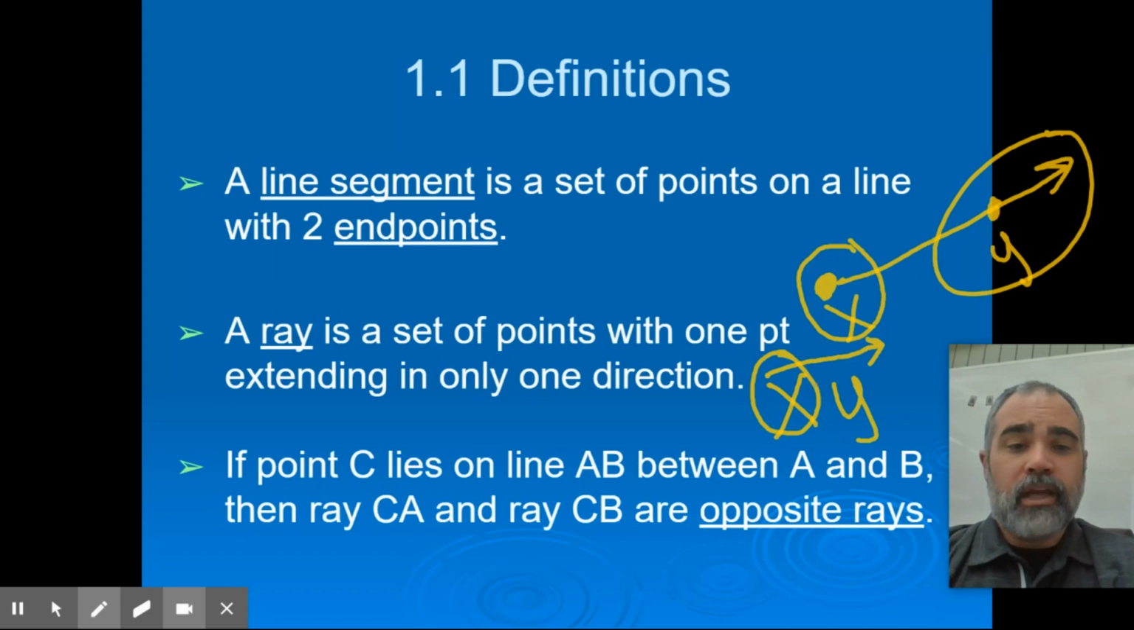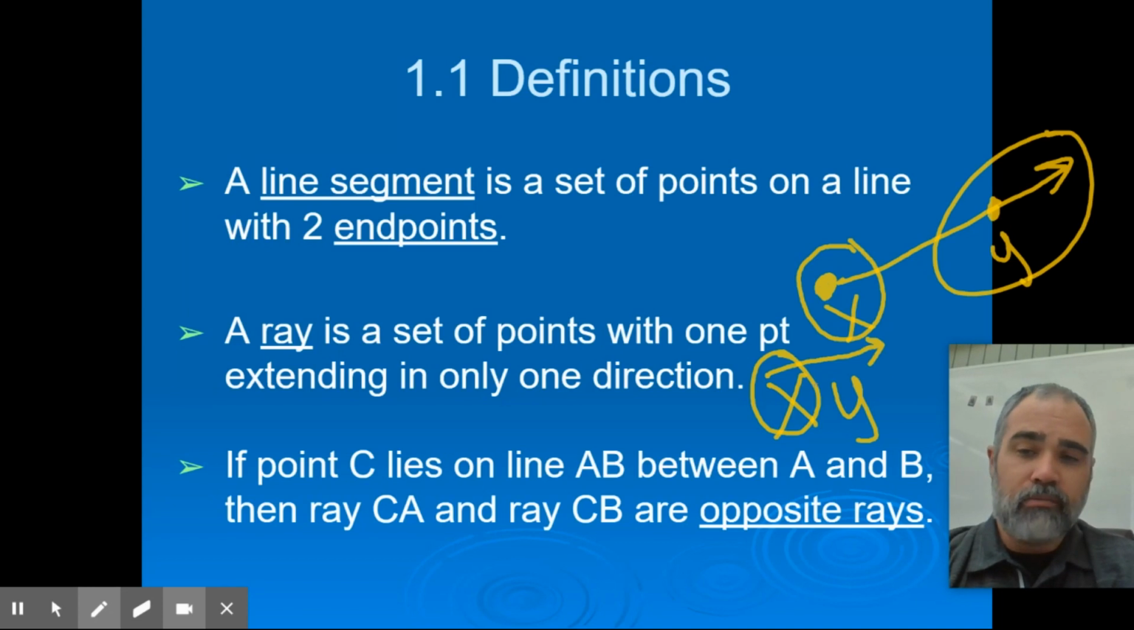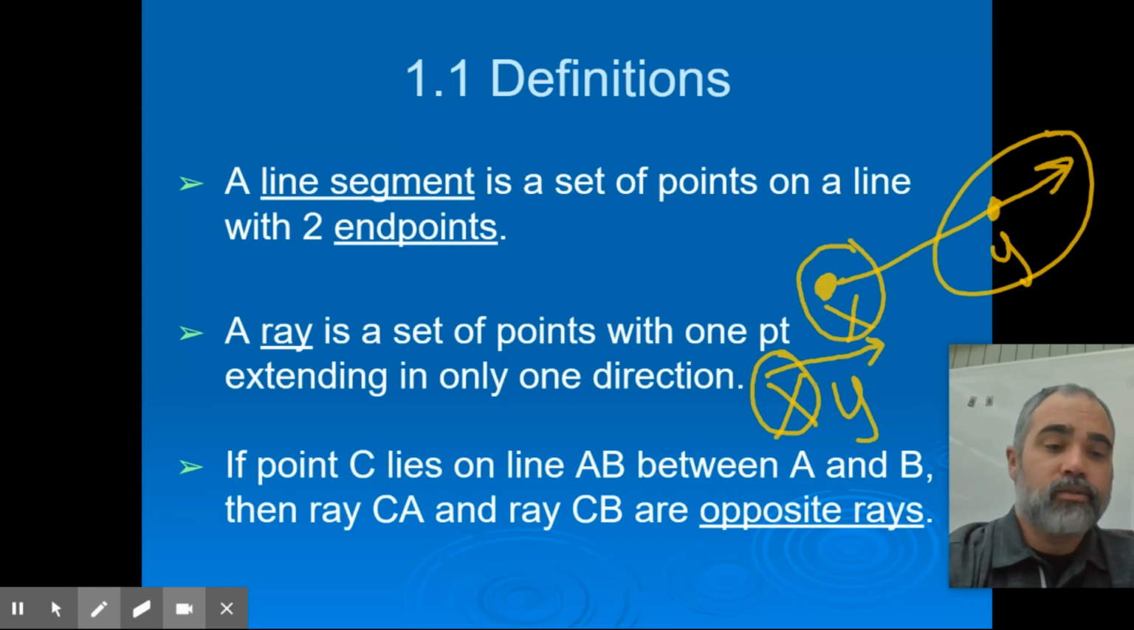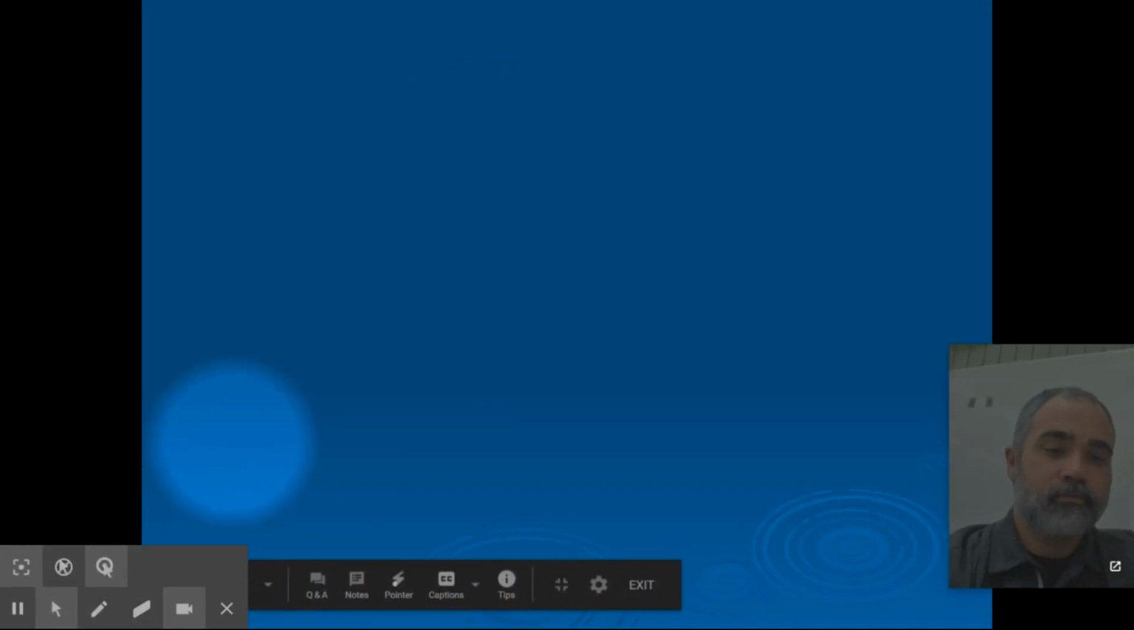Okay. Now, point C lies on the line between A and B, and then CA and CB are opposite rays. If you can figure out what that means without seeing a picture, I would be incredibly impressed. It's actually a very confusing idea what an opposite ray is. So I'm going to show you a quick picture of this on the next page here.